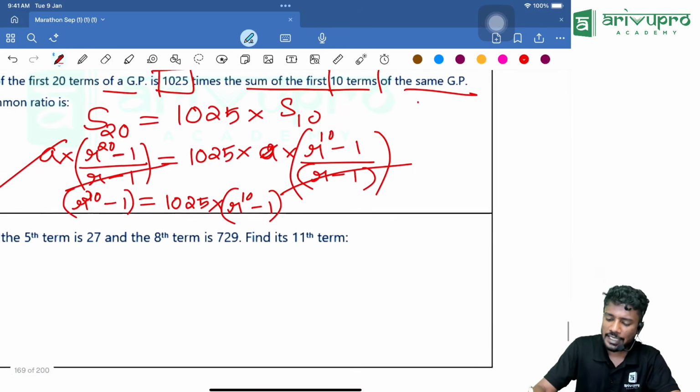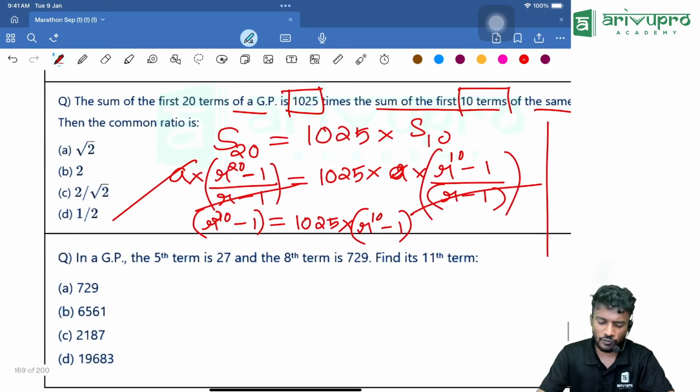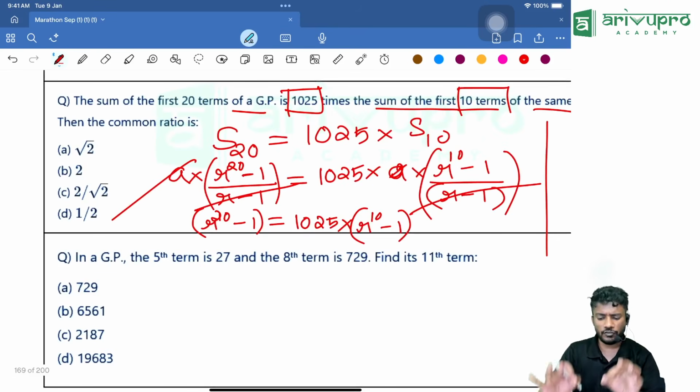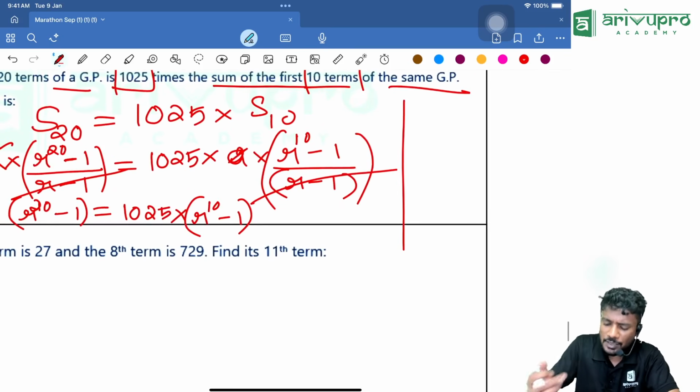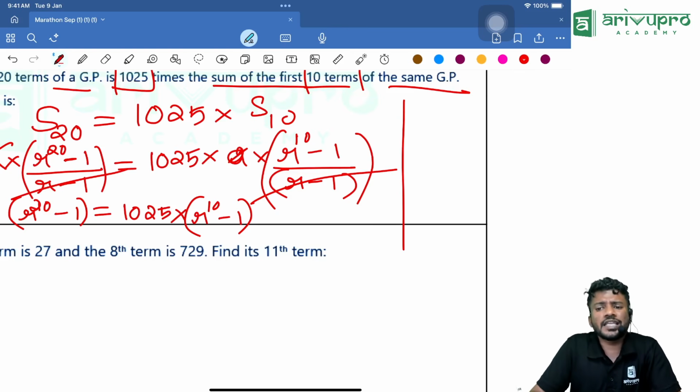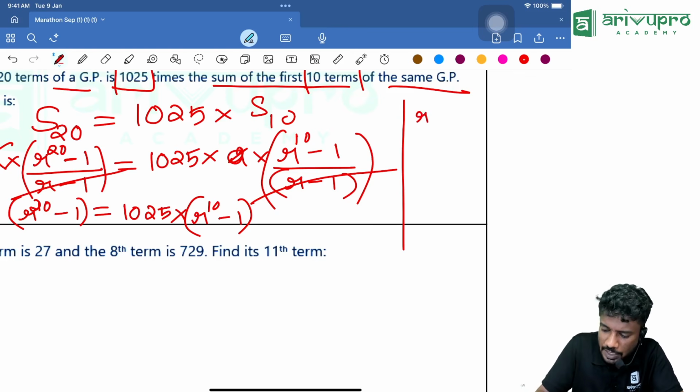Now people, can I rearrange it in a different way? If you want to option hit, you can option hit from this step itself. But there is a simplification for this. I'll just show you that also. So r raised to 20 minus 1, can I write it as r raised to 10 the whole square minus 1 square, is equal to 1025 into r raised to 10 minus 1.